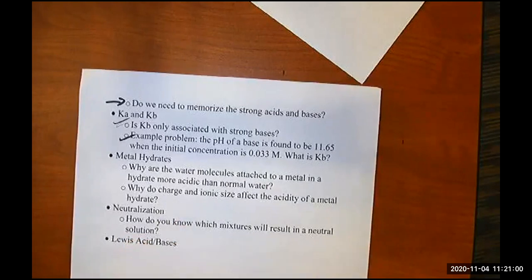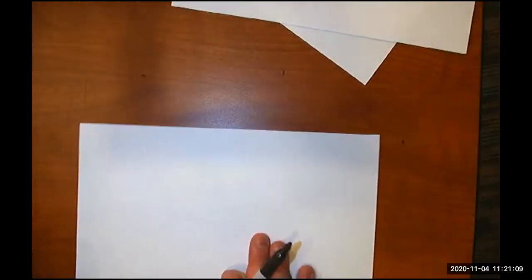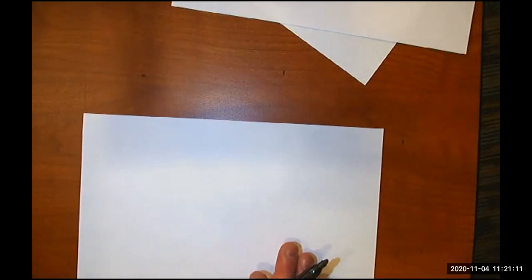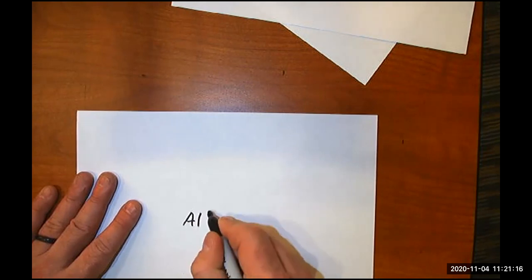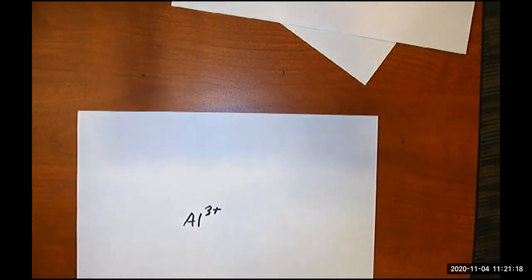Why are the water molecules attached to a metal in a hydrate more acidic than normal water? That's a fantastic question. So let's review very briefly what we mean by a metal hydrate. And so I'm going to use the aluminum 3+ example.